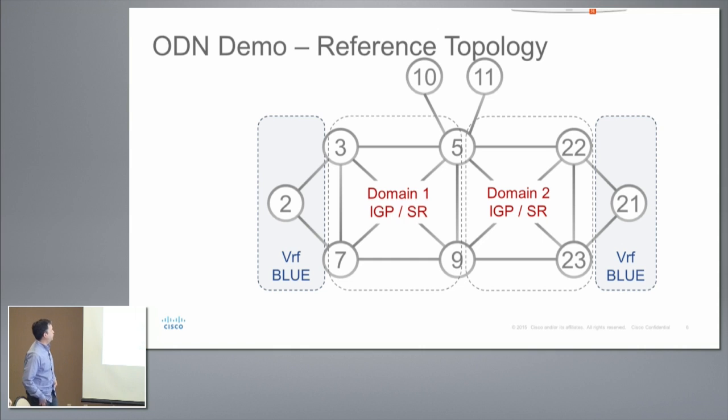So here's the topology of the demonstration. I have two domains, domain 1 and domain 2. They happen to be running ISIS as an IGP, and they're enabled for MPLS segment routing. At the edges, I have a customer or a tenant, which is going to be getting services through L3 VPN. So I have a hypothetical VRF blue.